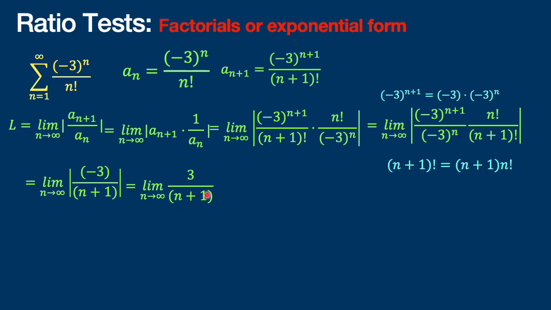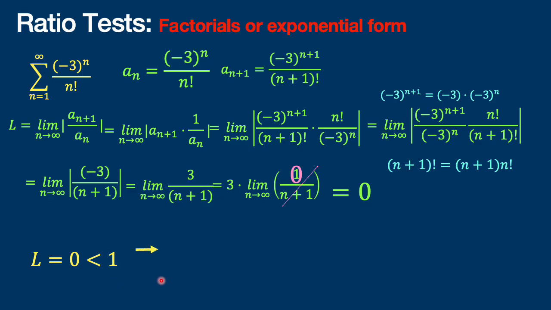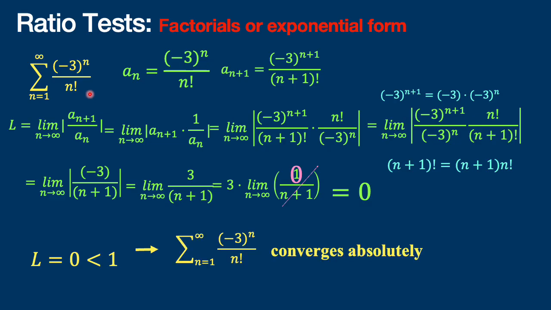What is this limit? As n approaches infinity, this is going to 0, right, guys? That's going to 0. So what are you going to say from the ratio test? L is 0, less than 1, so the ratio test tells you this alternating series is going to converge absolutely. That's a really powerful tool to determine if a series converges or diverges.